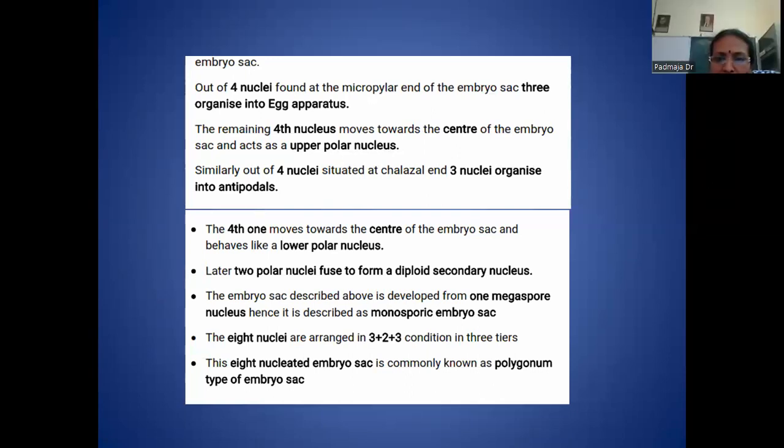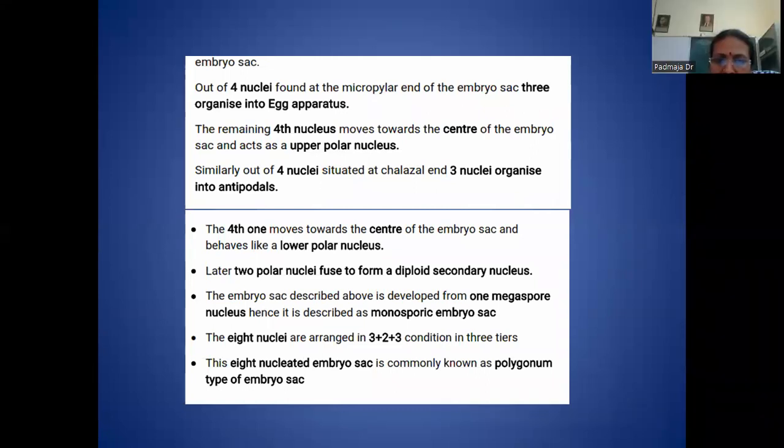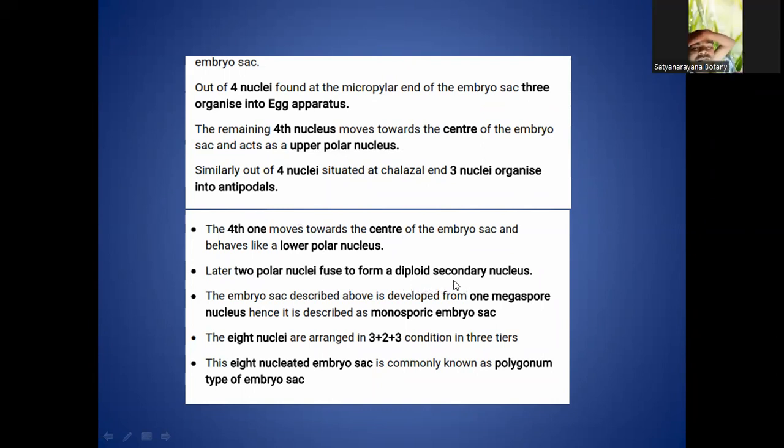And from the chalazal end, 3 will remain. They act as the antipodals, and from that, one moves to the center. They are called polar nuclei. These polar nuclei fuse to form a diploid secondary nucleus. This diploid secondary nucleus gives rise, after fertilization, to the endosperm.